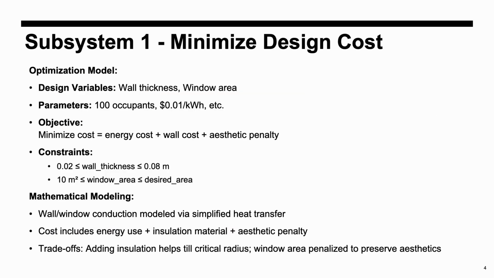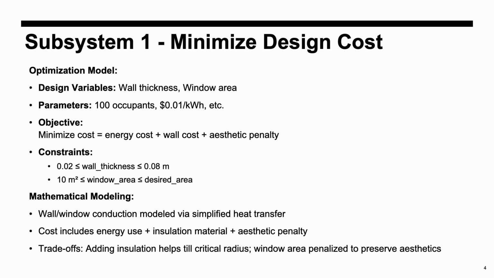comfort. In Subsystem 1, the goal is to minimize design cost. Our design variables are wall thickness and window area. The cost function includes the energy consumption cost, cost of wall material, and an aesthetic penalty for deviation from the desired window area. Constraints ensure the wall thickness is between 0.02 and 0.08 meters and the window area stays above 10 square meters, but below the desired value.